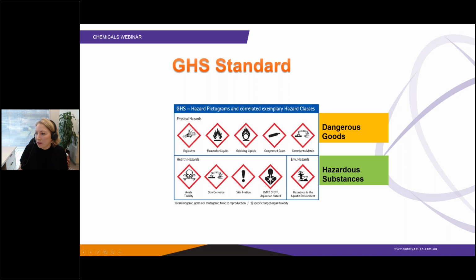Another new picture, which is for a dangerous good, is the one that looks a little bit like a cricket bat up the top here. This means it's a gas cylinder, and so moving forward, you'll see that diamond on gas cylinders. That'll be helpful if you did not know that you were already looking at a gas cylinder.